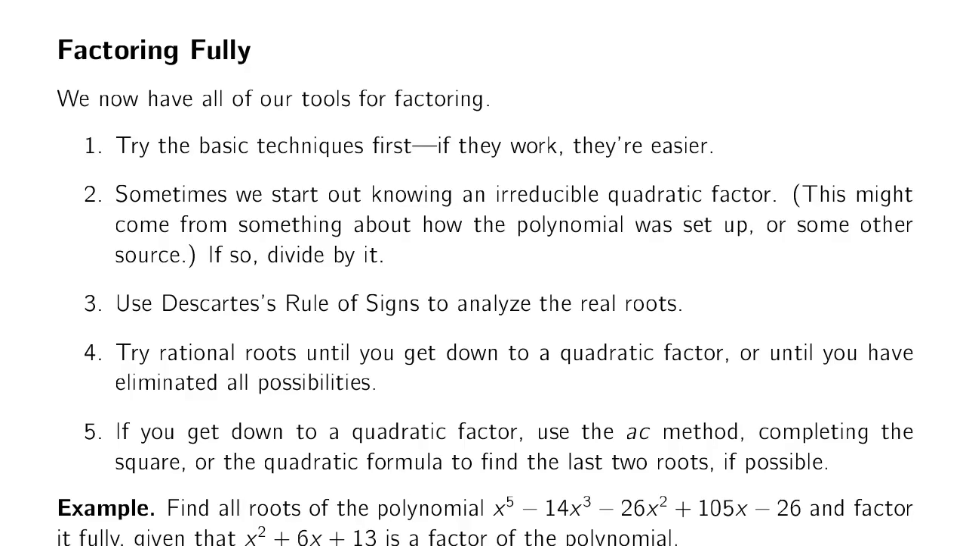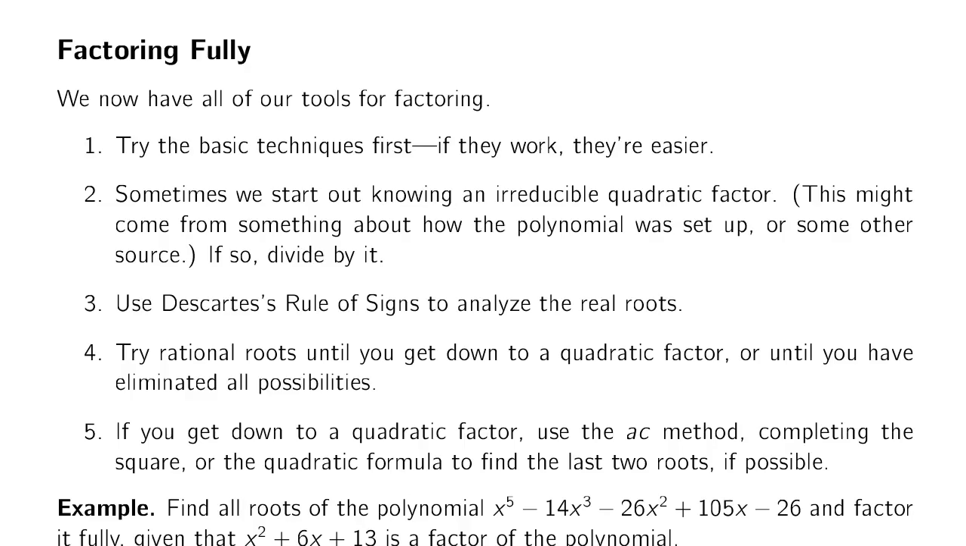Once we've divided by any factors that we already know, then we can use Descartes' rule of signs to analyze the real roots. This is optional, but especially if we have a lot of possibilities or a relatively high degree, narrowing things down is useful. And then once we've narrowed down the possibilities, we try possible rational roots until either we're down to a remaining quadratic factor or until we've eliminated all the possibilities.